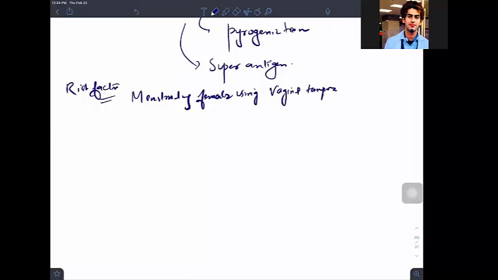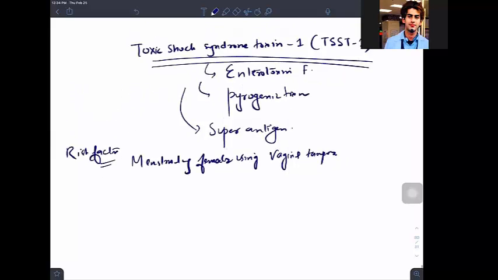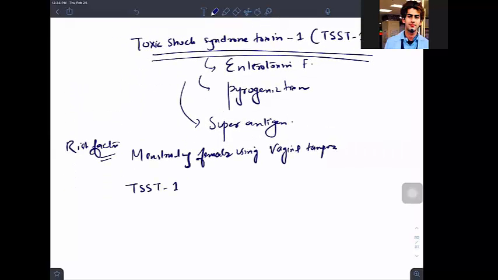They can have this syndrome. So can I say TSST1 causes TSS, toxic shock syndrome? Toxic shock syndrome toxin 1 will cause toxic shock syndrome. A toxin is causing a disease.